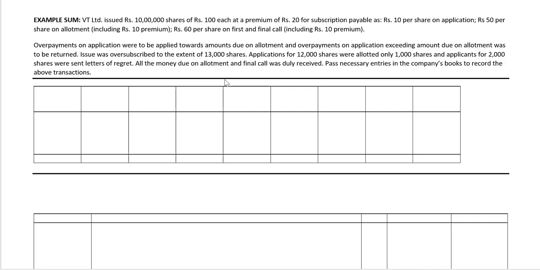Now, after adjusting the amount due for the allotment, the excess application money is to be refunded and not adjusted towards the calls, because that's what the first sentence in the second para says. And overpayments on application exceeding the amount due on allotment was to be returned. So our table in the working note will have only 9 columns. So let's go ahead and prepare the first working note.